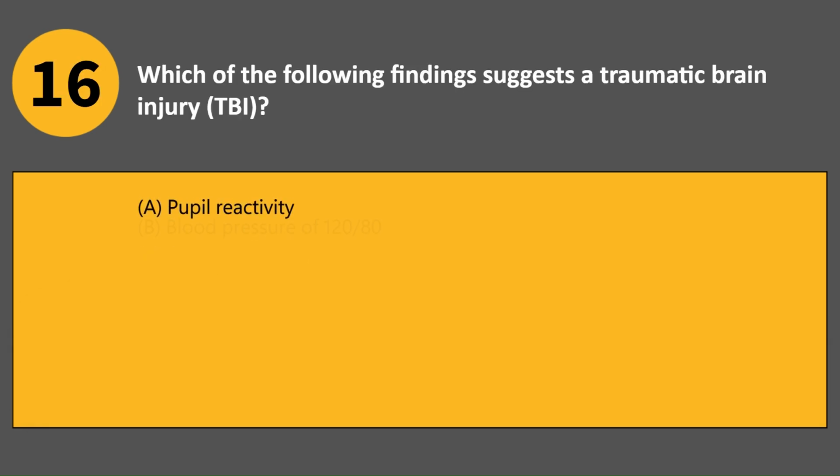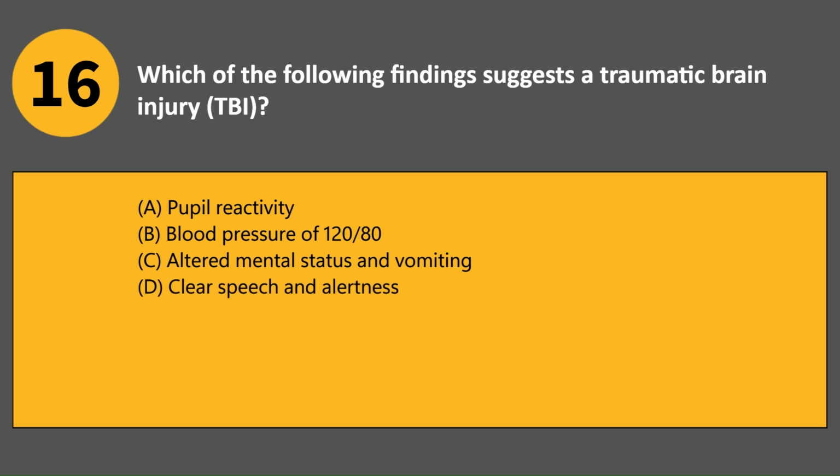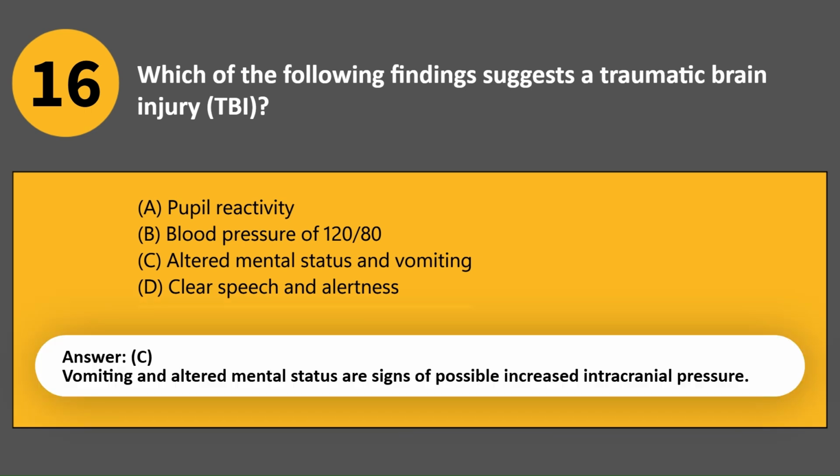Which of the following findings suggests a traumatic brain injury, TBI? A. Pupil reactivity. B. Blood pressure of 120/80. C. Altered mental status and vomiting. D. Clear speech and alertness. Answer: C. Vomiting and altered mental status are signs of possible increased intracranial pressure.